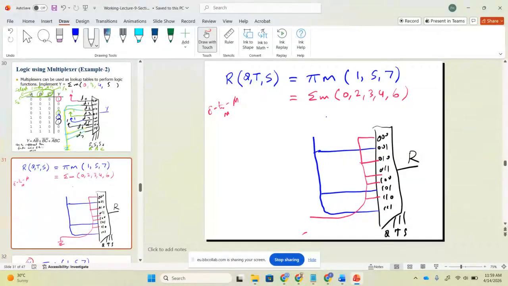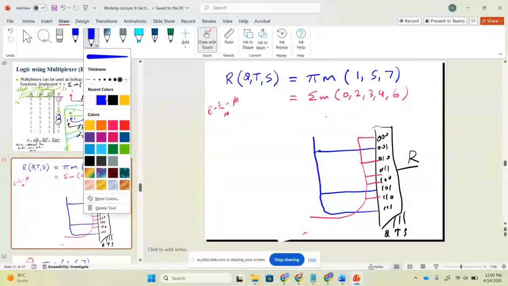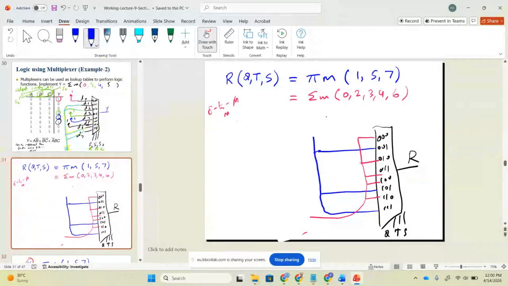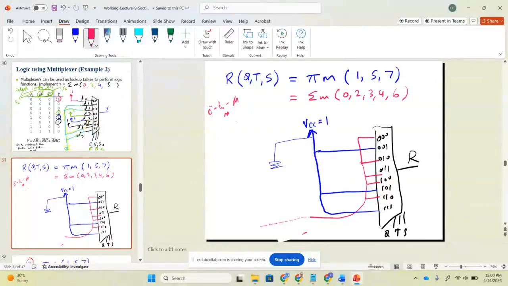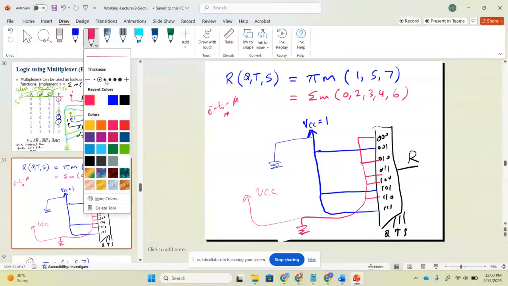All of the students are sleeping except you. Okay, so now what I'm going to do, very good observation. I can make it this color. Since it is 0, for the blue one, I can ground it. And for the red one, tell me. Thank you for your attention. I really like it. Thank you.